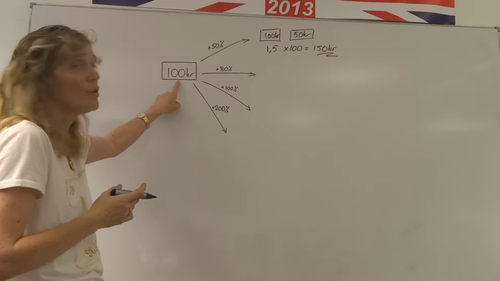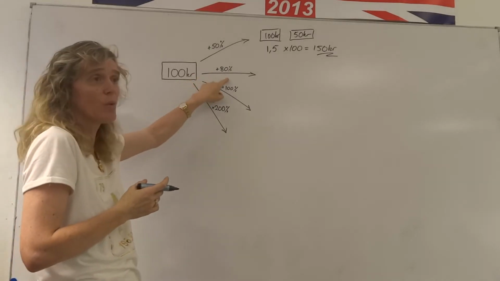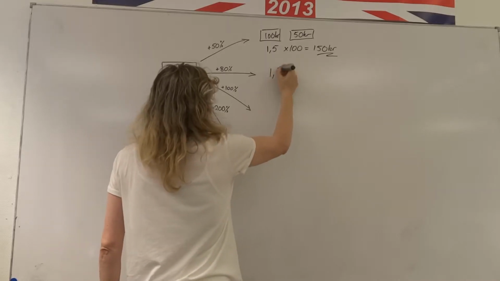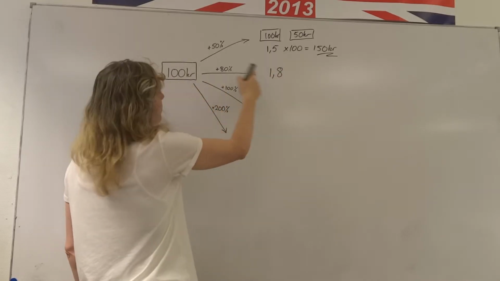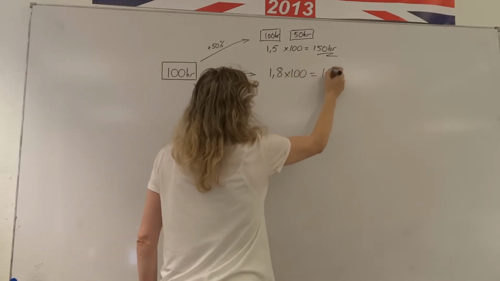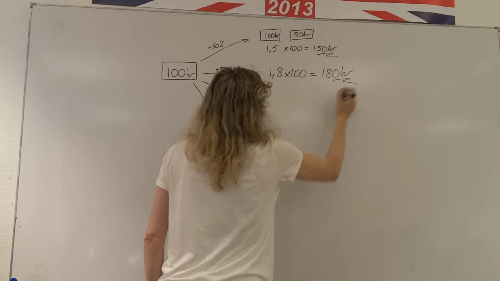That you start with your original 1 and then you add this one as a decimal to it. So an increase by 80% I would get by taking 1.8, my original 1, plus the 80%, which is 0.8, times 100, giving me 180 kronas.